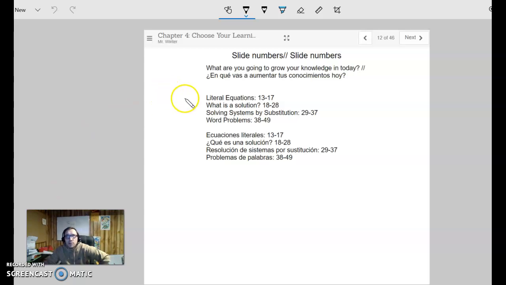Take a look. These were the four sections that you got to walk through to choose your own adventure. Literal equations, what is the solution, both a two-variable equation and a system of equations. Then we're going to talk about solving by substitution, and then word problems. So we're going to start at slide 13 and work our way through. I encourage you to pause, try out the problems by yourself, and then come back. We're going to need at least two videos to walk through this, so stick with me.